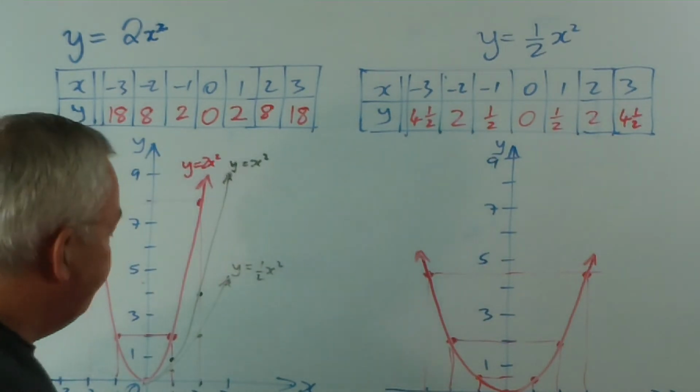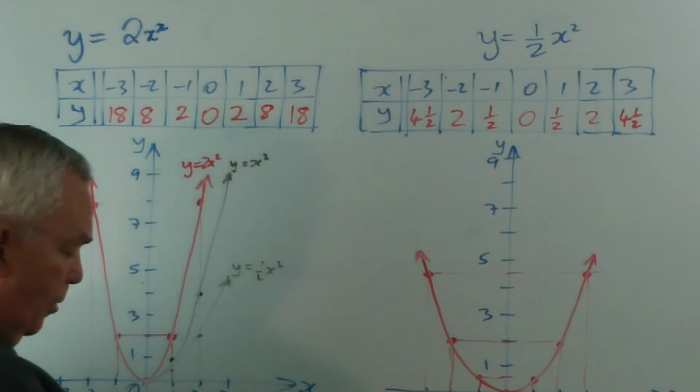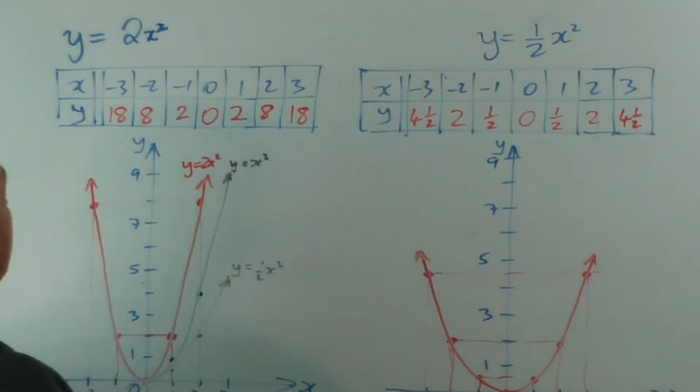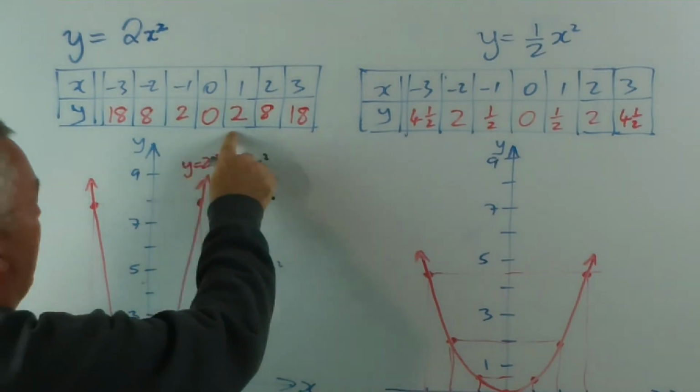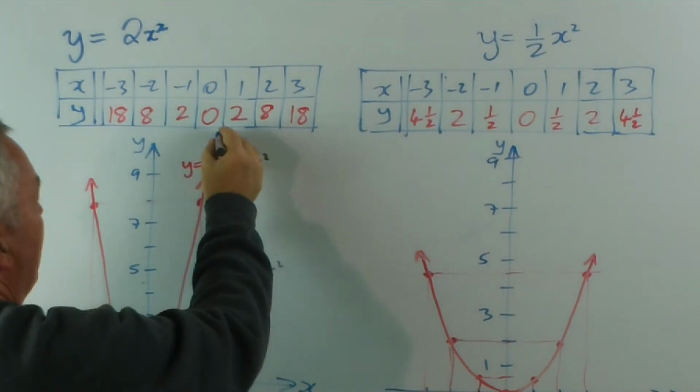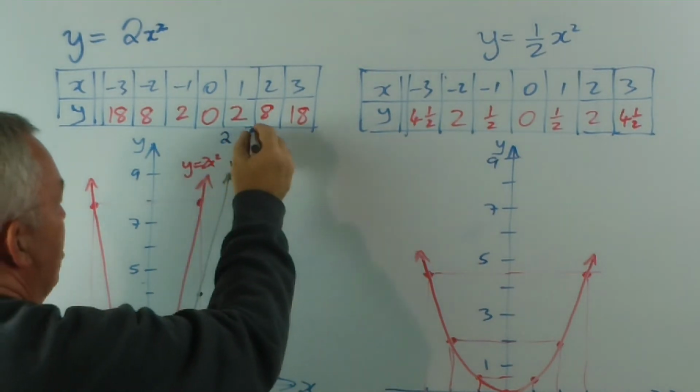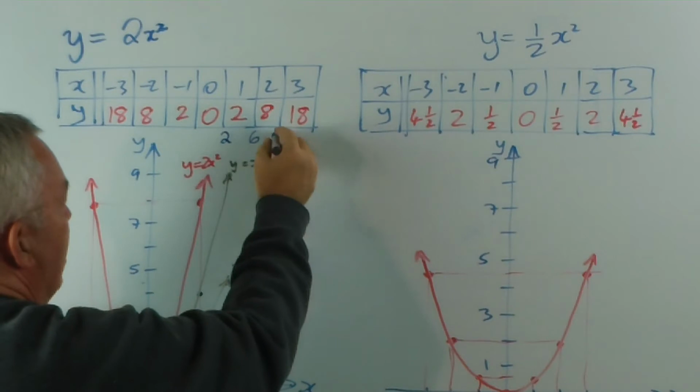Quite interesting. But we're not finished. I want you to notice something of interest. Look at the gaps again. The gap here was 2. The gap from 2 to 8 is 6. And the gap from 8 to 18 is 10.